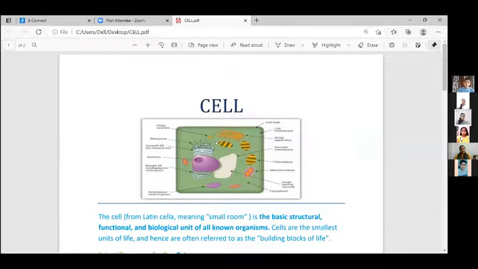Many persons are confused that it is the smallest part. It is not the smallest part. It is the smallest functional unit, basic unit. What is the difference between smallest part and unit?